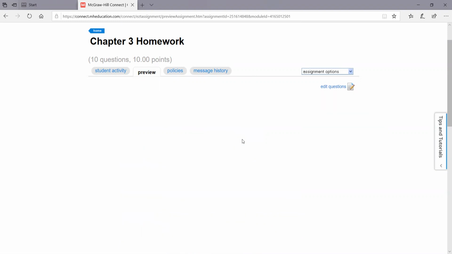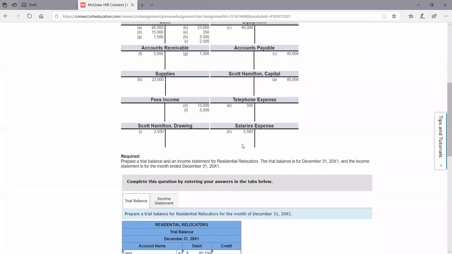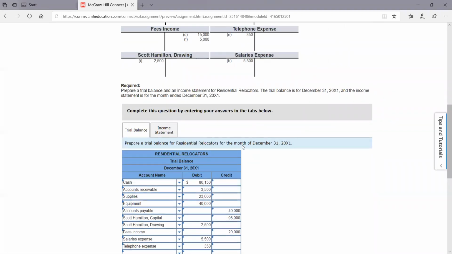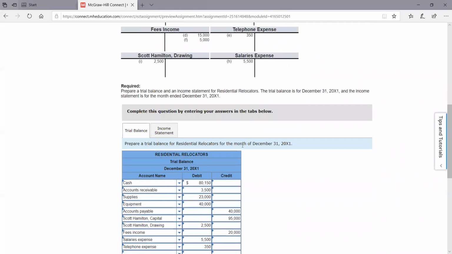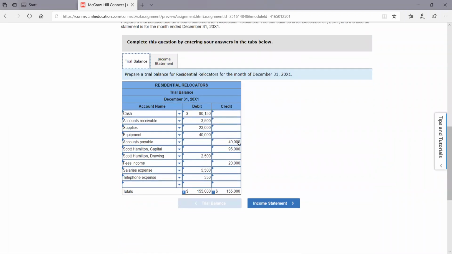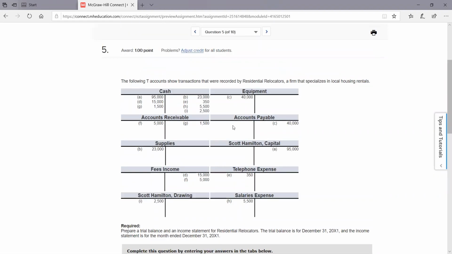All right, number 5. We got more of this. And so on this one, they want you to do a trial balance. So again, kind of taking from the last one, you got to put the balance on the debit or credit side. And then they want you to do an income statement. So on the trial balance, you just list all the accounts and then record the proper balance on the debit or credit side. So again, this is the same numbers from the previous problem.